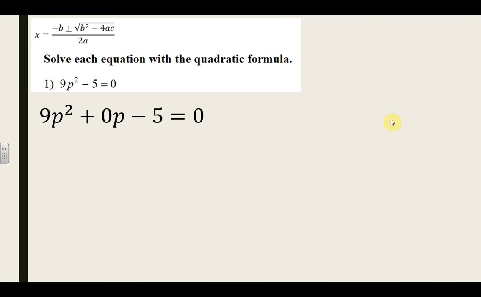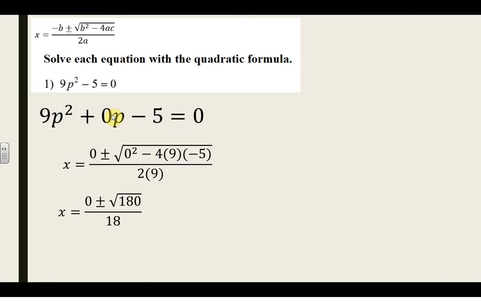First, you need to know what A, B, and C are. Please remember, if it's not there, B is 0. This doesn't magically become the B. B is always in front of the linear term, which is also called the variable with no exponent. So don't screw it up when you're plugging it in. So it looks like that.